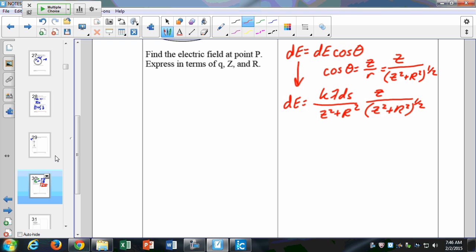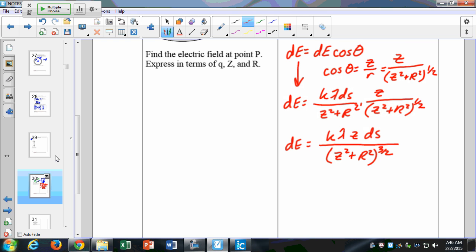So let's see, how does this simplify? dE is k lambda z ds divided by z squared plus r squared. What's the power on that? I have a power 1 here and a power half here. 3 halves, right. Alright, did I get everything there? K lambda z ds. Yeah, so I'll just combine it all together.